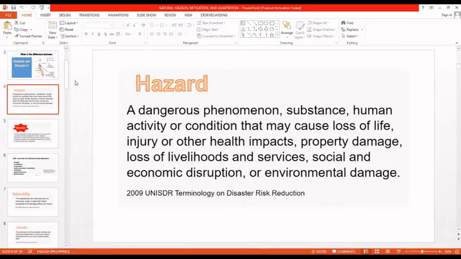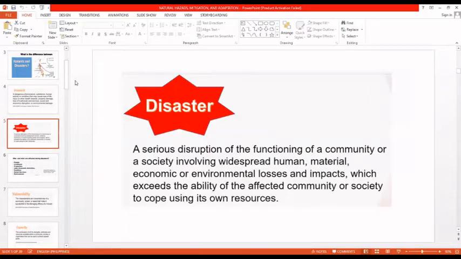Under biological hazards, we have the diseases and infections. An example of this is the COVID-19 happening now, which falls under biological hazard. For geophysical, examples are the volcanic eruption, drought, and the floods. So let's go to disaster.